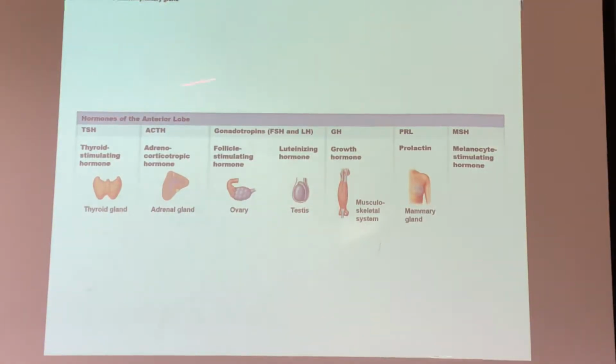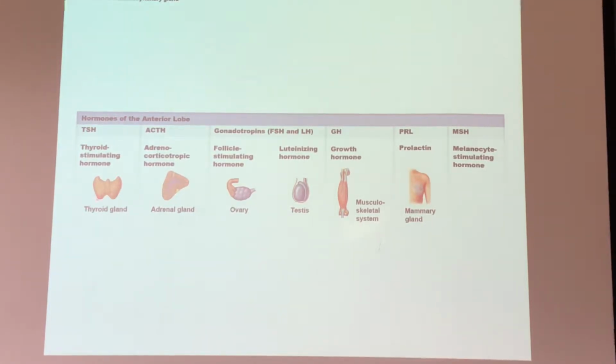So now this one summarizes all of these hormones, which are 1, 2, 3, 4, 5, 6, 7. From which gland? Pituitary gland. Which lobe of the pituitary gland? Anterior. So now this will be summarizing. So we have the thyroid gland. This is the adrenal gland. This is the ovary. This is the testis. These are skeletal muscles. And this is the mammary gland. And this will be the skin.